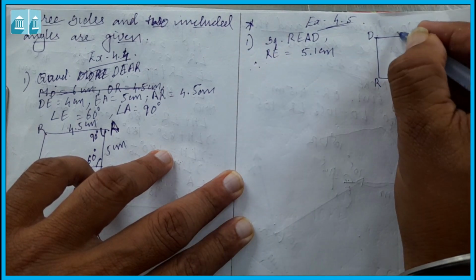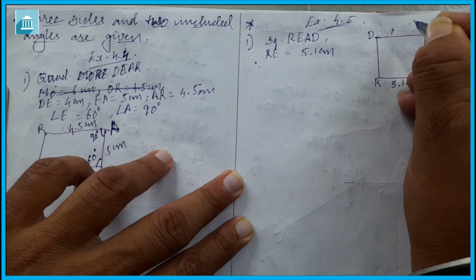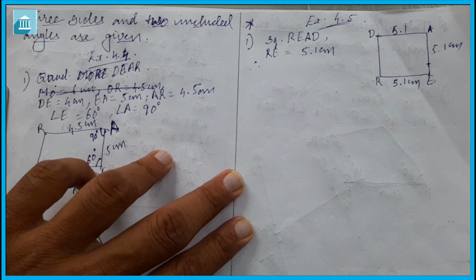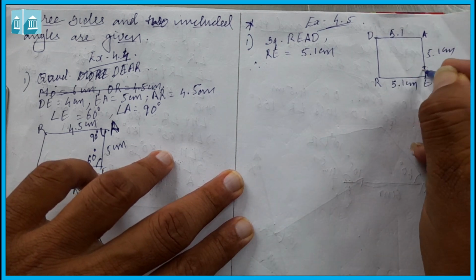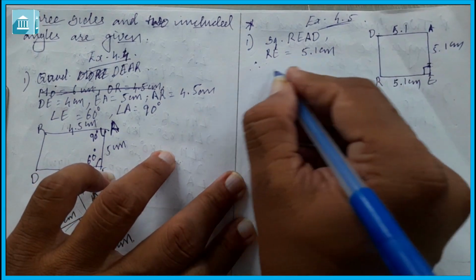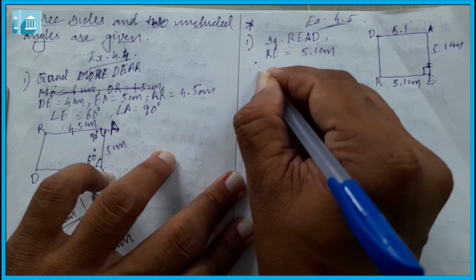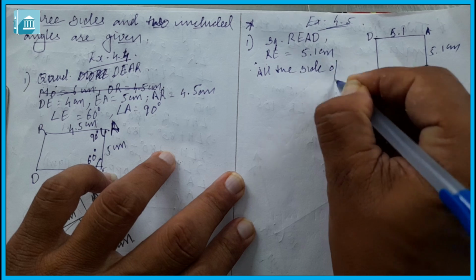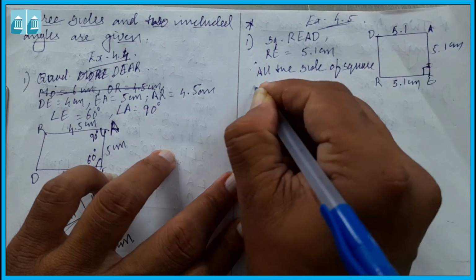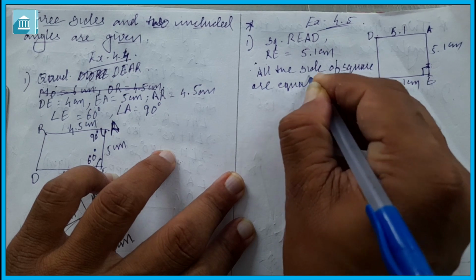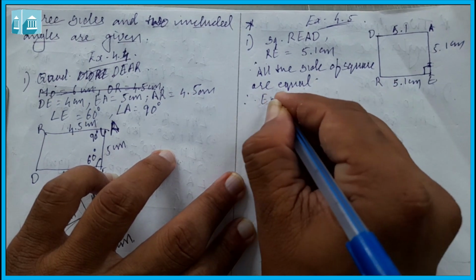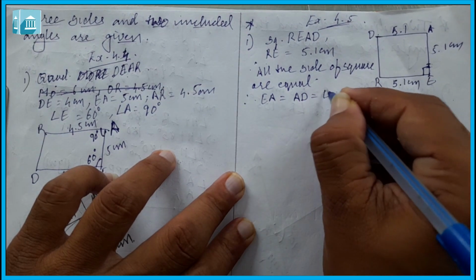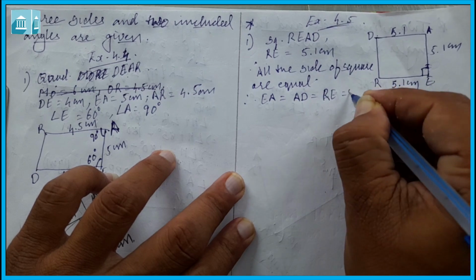So we can say that AD is also 5.1 centimeter. So 3 sides we already got. Now 2 angles also we need. We know that all the sides of a square are equal, therefore EA is equal to AD is equal to RE which is equal to 5.1.